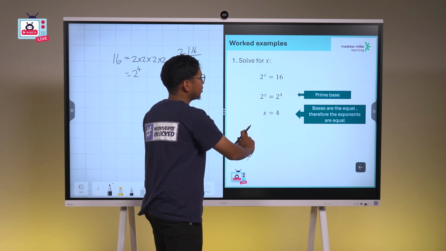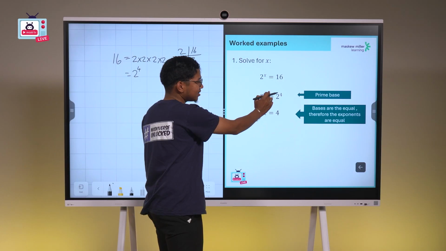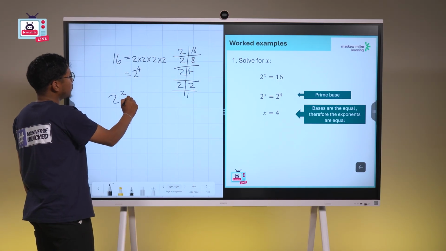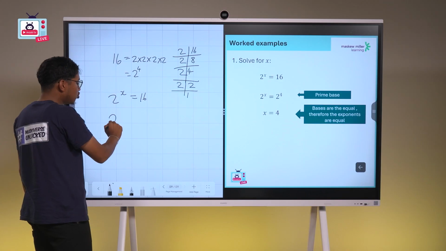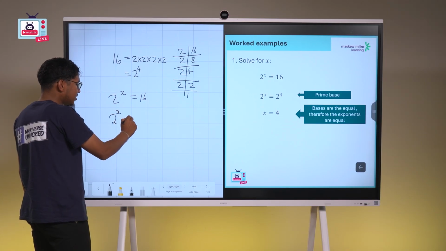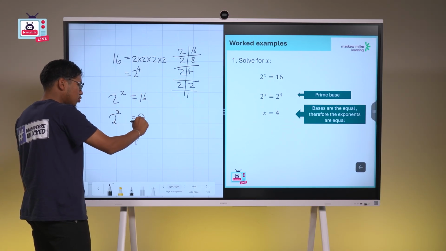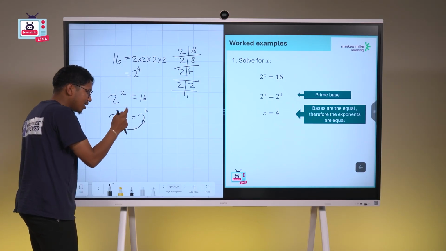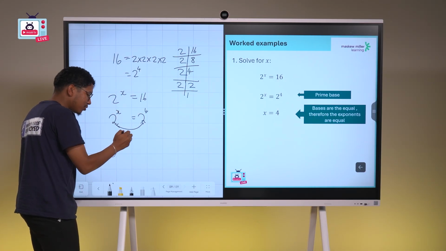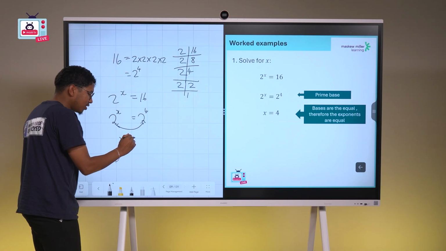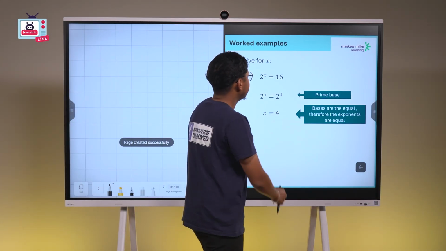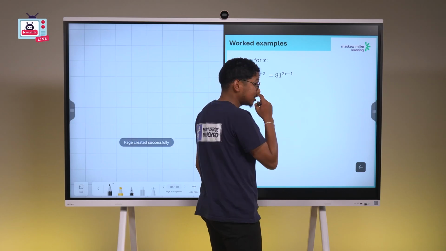So if I look at that example, x is now equal to 4. So I will do it here with you. 2 to the power of x is 16. 2 is a prime base, so I will leave it as is. The number 16 is 2 to the power of 4. Once these bases are the same, I can now equate, I bring down these exponents. So therefore, x is equal to 4. Okay?